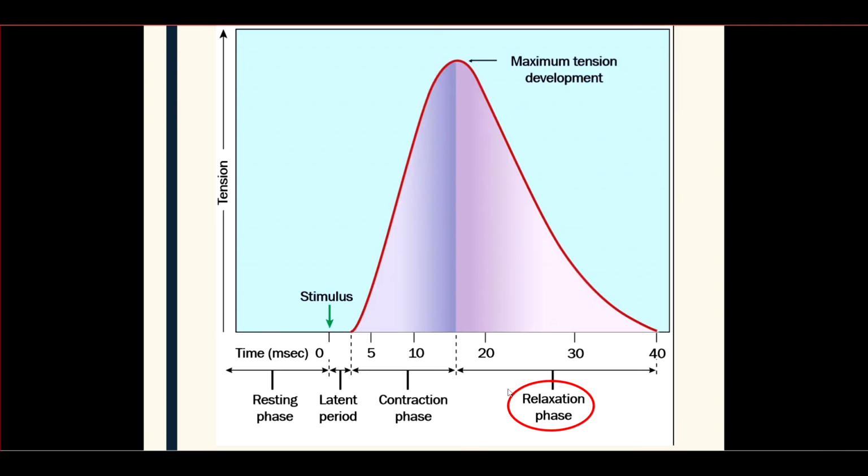And that's the third phase I want you to know, known as the relaxation phase, and that's this swing down over here. And again, the reason this happened, the up and then the down, is because we only stimulated the muscle fiber once. We gave it one stimulation, so we got one contraction and a relaxation.